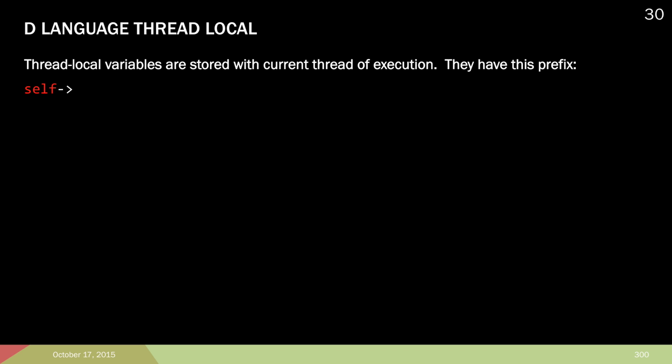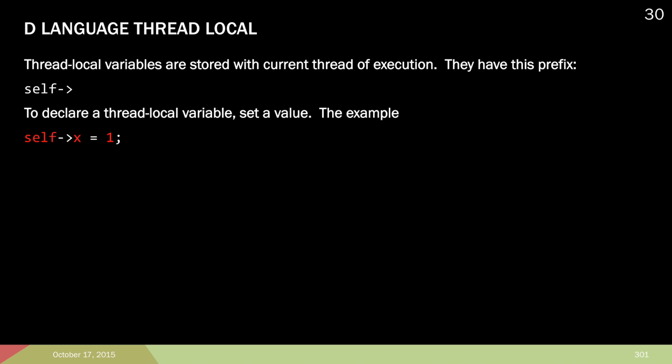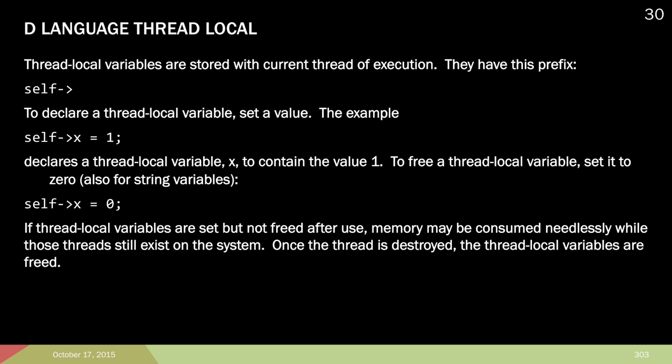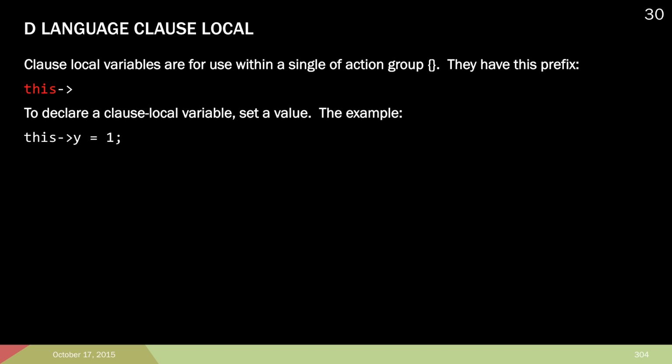Thread local variables are stored with the current thread of execution and have the prefix self->. To declare a thread local variable, simply set a value. To free thread local variables, even strings, set them to 0. Unless explicitly freed, thread local variables aren't freed until the thread is destroyed, so free them to prevent memory from being consumed needlessly.